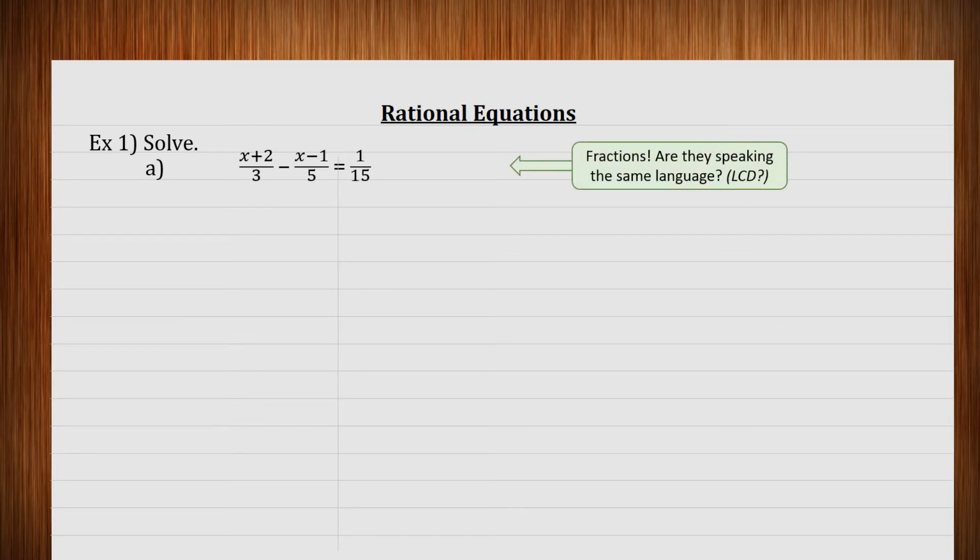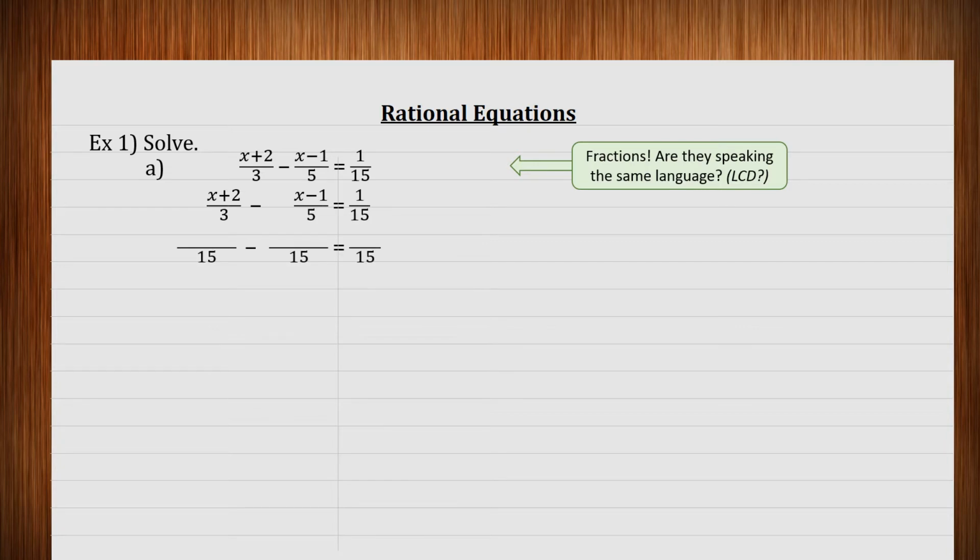First thing you probably noticed is we have fractions. Well, look back and see: are they speaking the same language? Meaning, do they have an LCD or a common denominator? Since they currently do not, take a moment now to identify the LCD. Hopefully you identified the LCD to be 15.